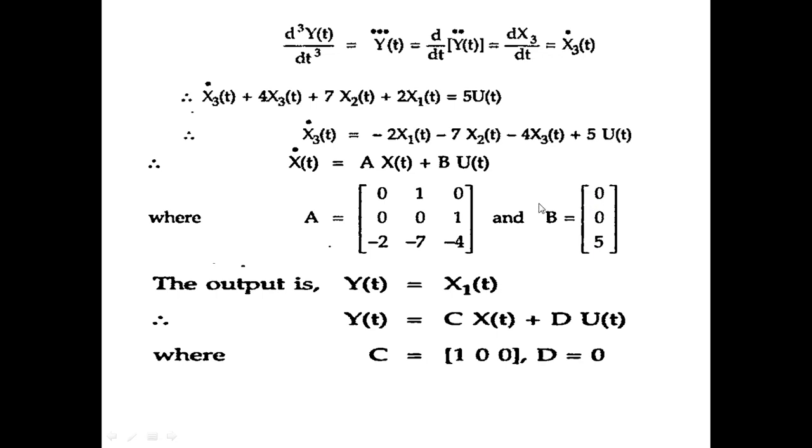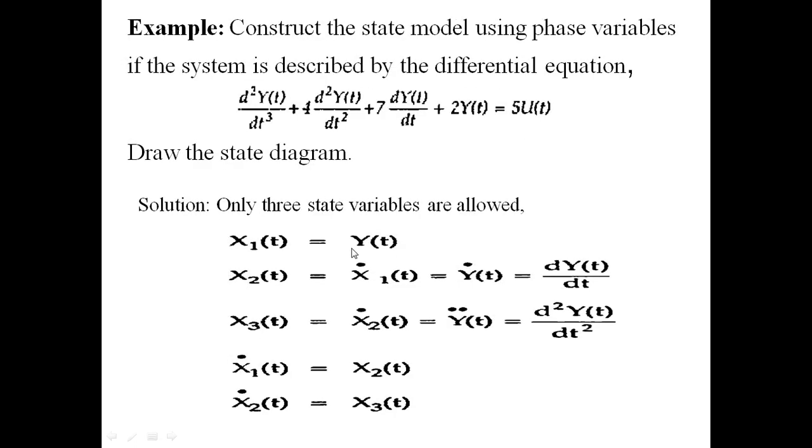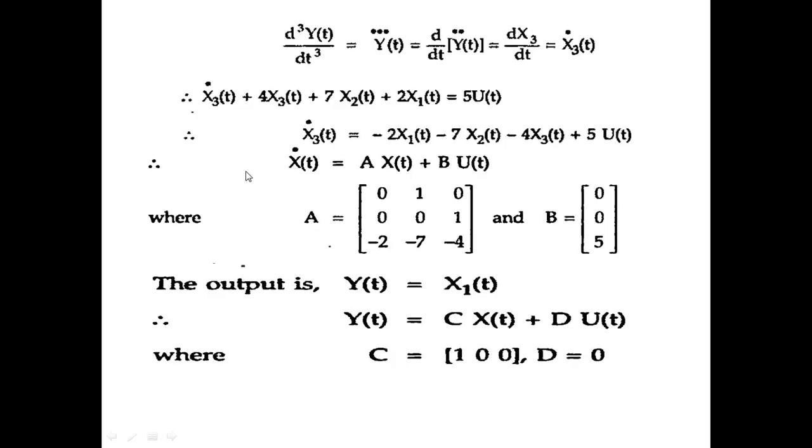And what is the output equation then? As I already told, the first variable always represents y of t. So y of t is nothing but x1 of t. So C must be 1 0 0, multiplied by x1, x2, x3, and the D value is 0 obviously because we don't have an input here. So this is the state model equation for the given differential equation.